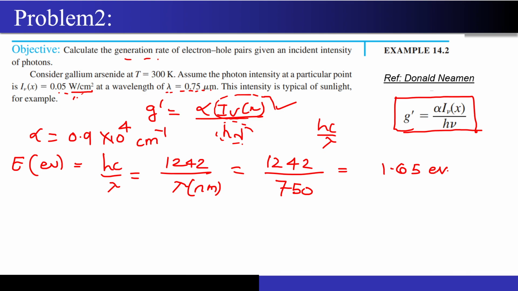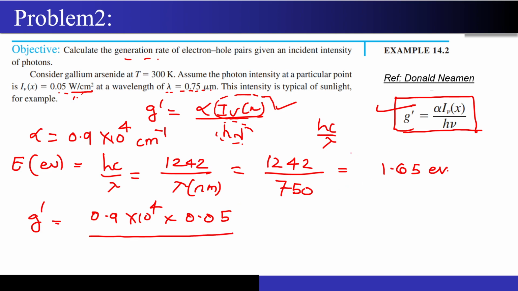So now let me substitute everything in this particular equation, right? So this g dash that you are seeing, it will become what? Alpha is 0.9 into 10 to the power 4, into IV of x. IV of x has been given as 0.05, right? 0.05 divided by h mu. This is hc by lambda. We have already calculated the value of hc by lambda. It is 1.65 electron volt.